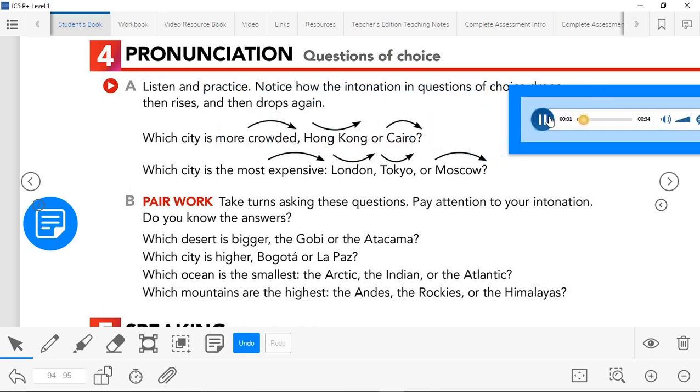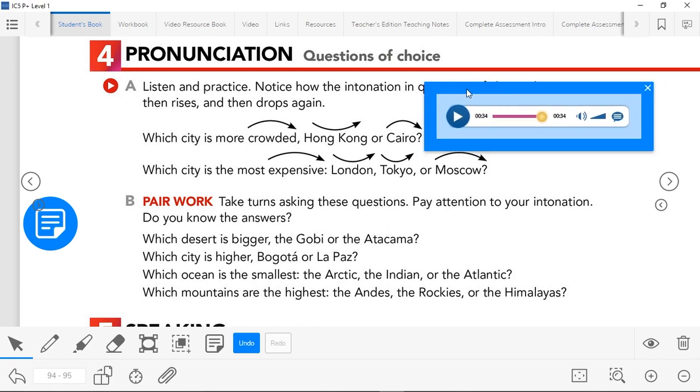Page 94, Exercise 4, Pronunciation. Questions of Choice, Part A. Listen and practice. Notice how the intonation in questions of choice drops, then rises, and then drops again. Which city is more crowded, Hong Kong or Cairo? Which city is the most expensive, London, Tokyo, or Moscow?